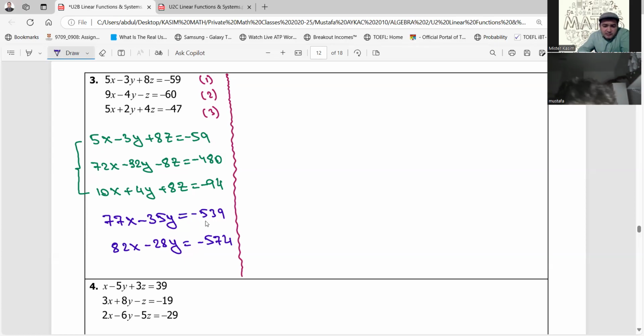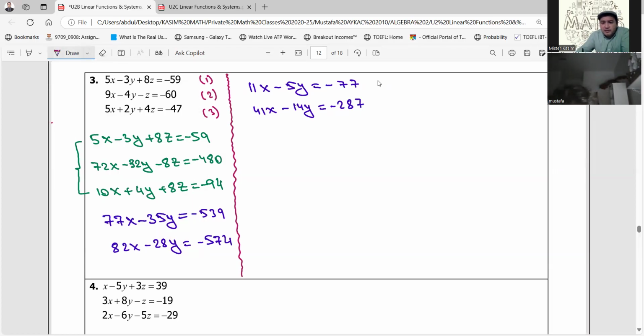You see, if I divide the first equation by 7, we have 11x minus 5y, and 53 divided by 7 is 7, 49 divided by 7 is 7. And the second one divided by 2, 41x minus 14y, 17 divided by 2, 8 and 14 divided by 2 is 7. Right? And now what do we do next? Multiply this one by 14, right? So this one by 5. Can you continue from here?